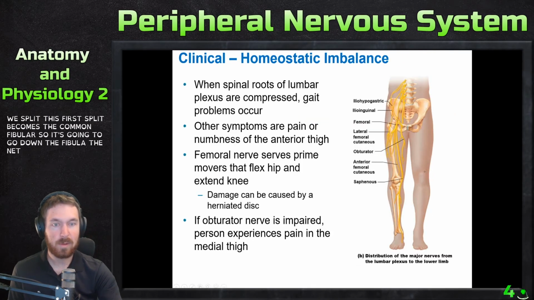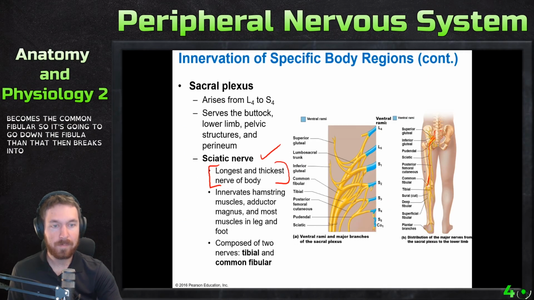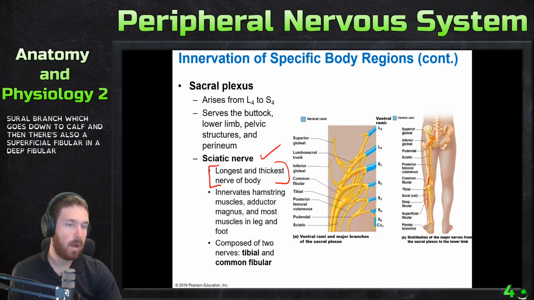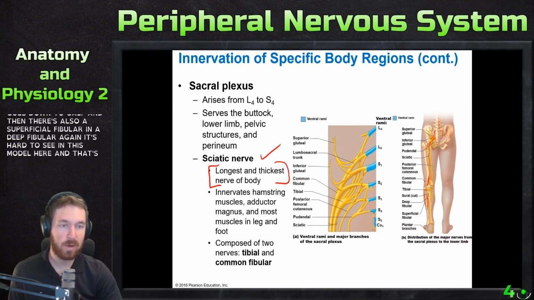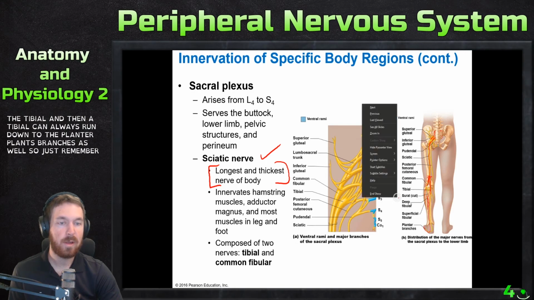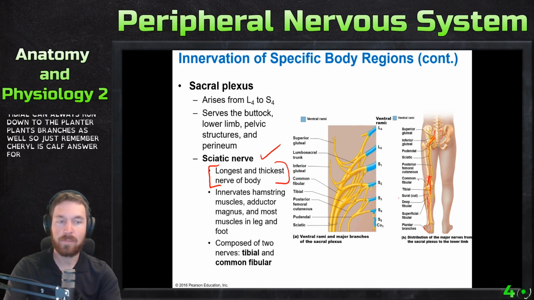Then that breaks into two different branches. One is the sural branch, which goes down the calf, and then there's also a superficial fibular and then a deep fibular. Again, it's hard to see on this model here, and that's why I show it in the lab portion. The sciatic nerve pretty much ends right here. Then it becomes the tibial, and then the tibial can run all the way down to the plantar branches as well. So just remember, sural is calf and so forth.